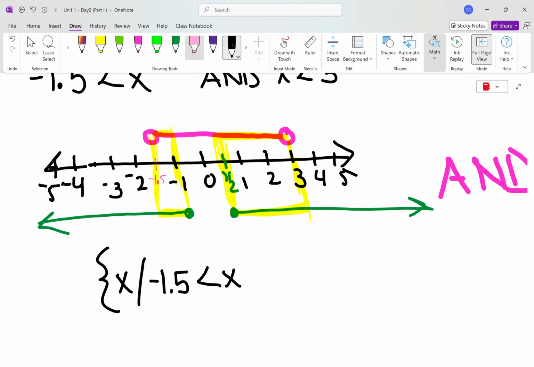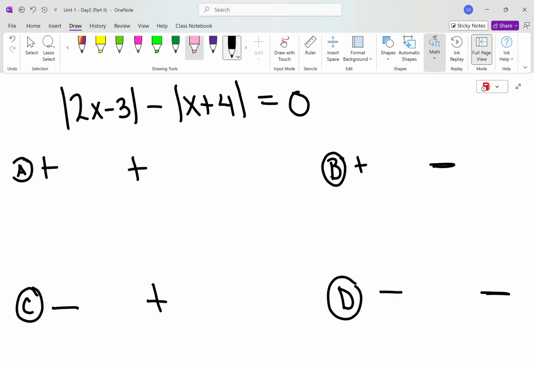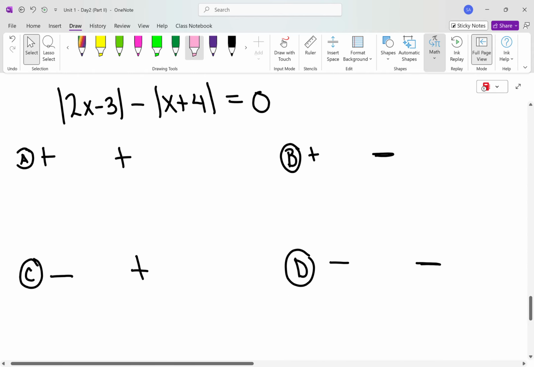Okay. I can have the scenario where the quantity inside the first absolute value is negative and the quantity inside the second absolute value is positive. So I'm going to write a minus and a plus. And what would be the fourth scenario? What's your name? Justin. They're both negative. So both quantities inside the absolute values are negative.